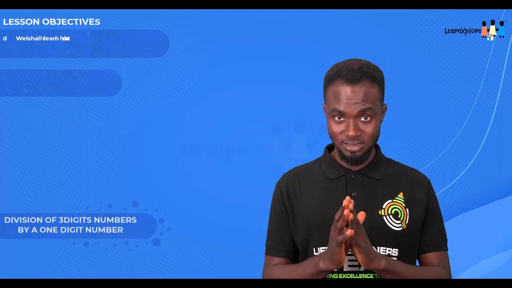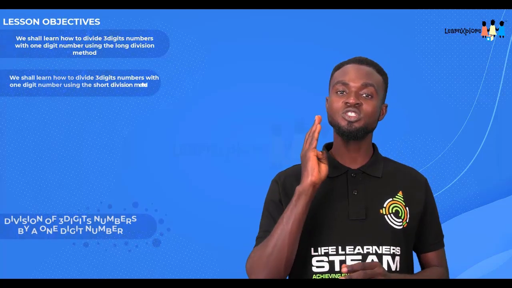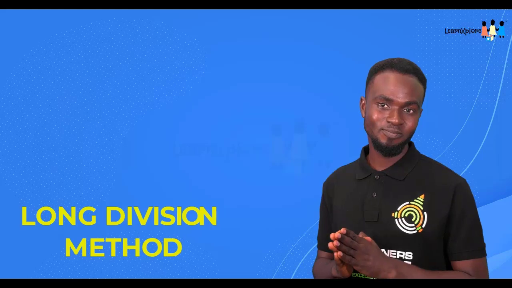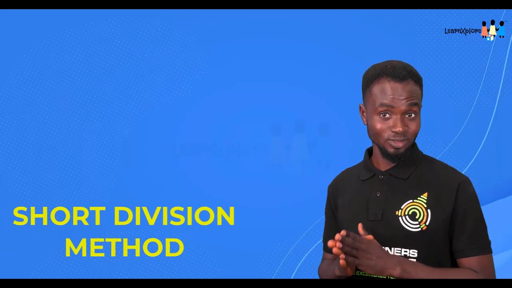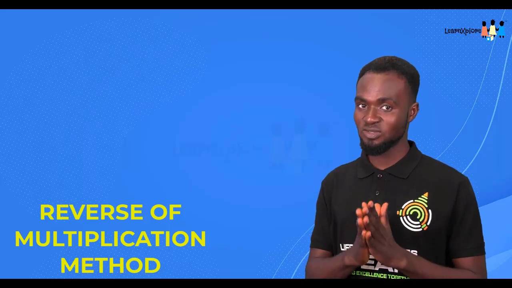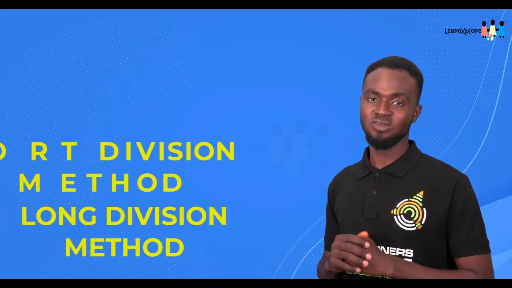Today's lesson is how to divide 3-digit numbers by a 1-digit number. You can use 3 methods to do this depending on the type of number you're given. You could use the long division method, or the short division method, or the reverse of multiplication to solve your division problems. But for this lesson, we'll be using 2 methods, both the long division and the short division. So get your writing materials and let's get started.